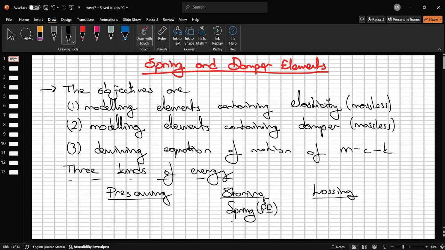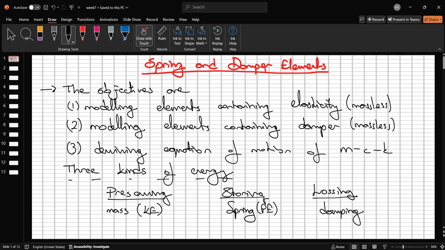And what is used to lose energy? Yes, damping. And what is preserved energy? Just remember Newton's law, motion, but which element? There is one part left here, which equals what? Mass, right? This is kinetic energy, this is potential energy, and this is the loss energy.